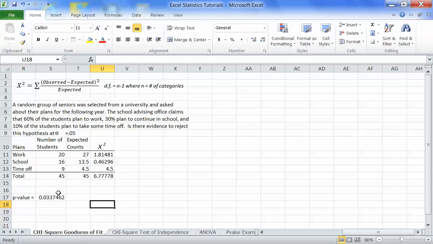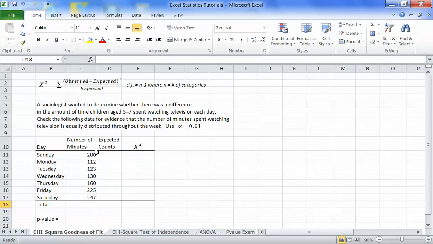Okay, now let's do an example where you have a hypothesis that the data is evenly distributed among the different categories. In this case, a sociologist wants to determine whether there's a difference in the amount of time children aged 5 to 7 spend watching television each day. Let's check the following data for evidence that the number of minutes spent watching television is equally distributed throughout the week. Use alpha equal 0.01. So here again, we want to come in here and compute our expected counts so that we can get our chi-squared test statistic value.